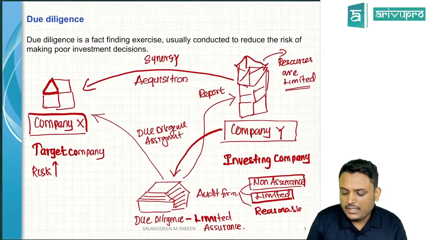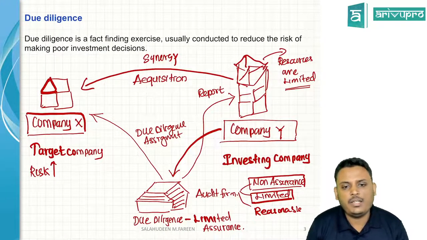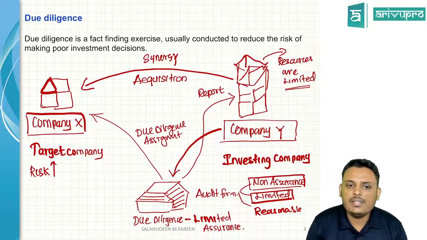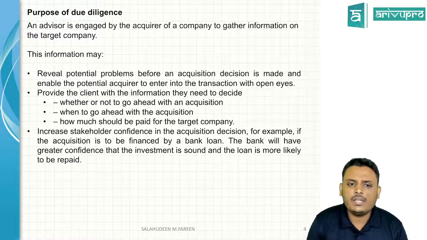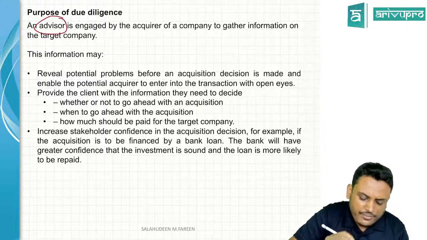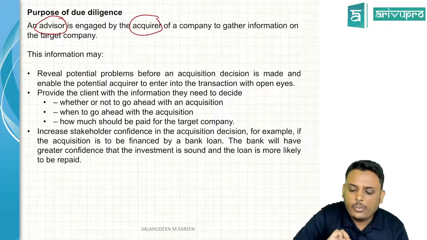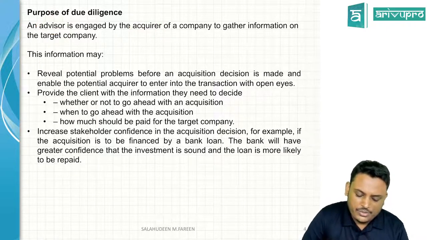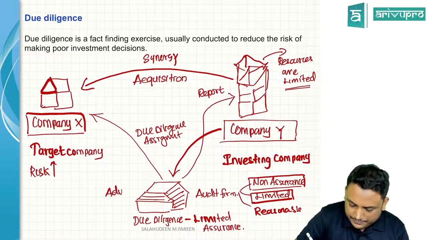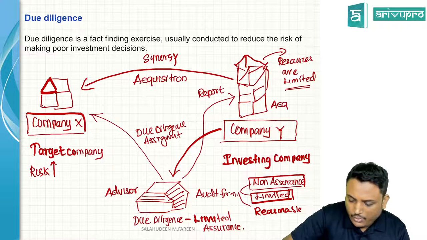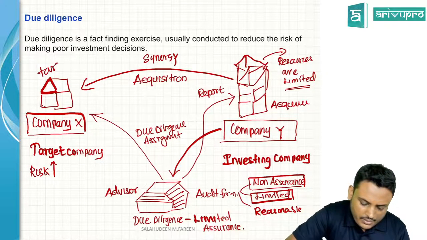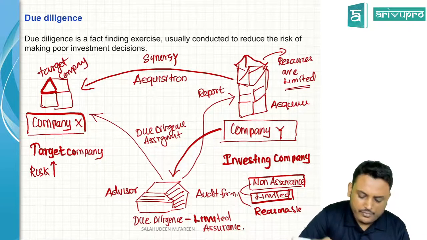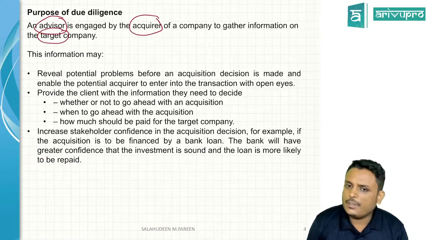But here, what they mentioned is investment. So actually, due diligence reduces the risk of bad or poor investment. The purpose of due diligence, why we should conduct due diligence. Advisor is the firm. Acquirer is the investor, client. Target company, client. So this one, advisor. This one, acquirer. This one, target company. Clear? So the purpose is given.